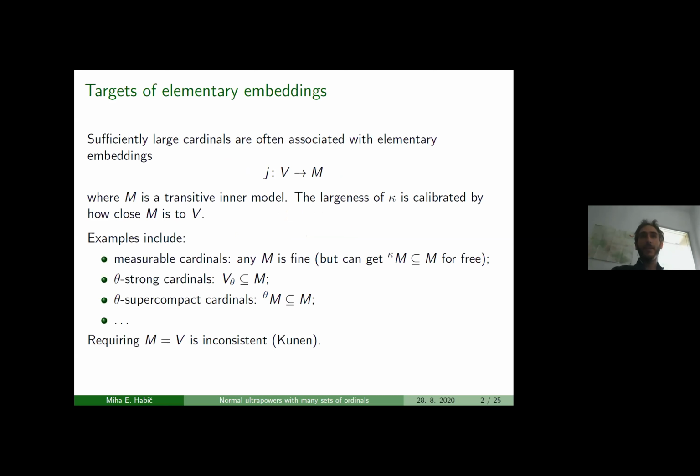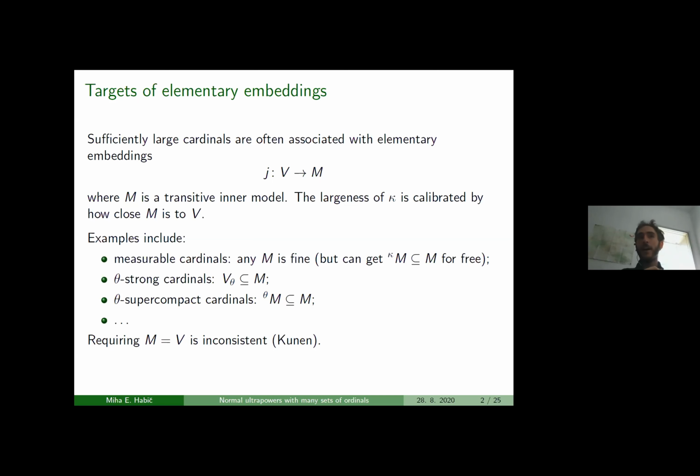So let's see. The general setup of what I'm going to be talking about are elementary embeddings coming from large cardinals. As we know, large cardinals tend to come with their associated elementary embeddings, so that the cardinal is the critical point of that embedding. And the embedding maps into some transitive inner model of the universe. And based on how close that target model is to the full universe, we can calibrate the largeness of the critical point. So for example, if we want to describe measurable cardinals, then I can just have any model M as the target of my embedding.